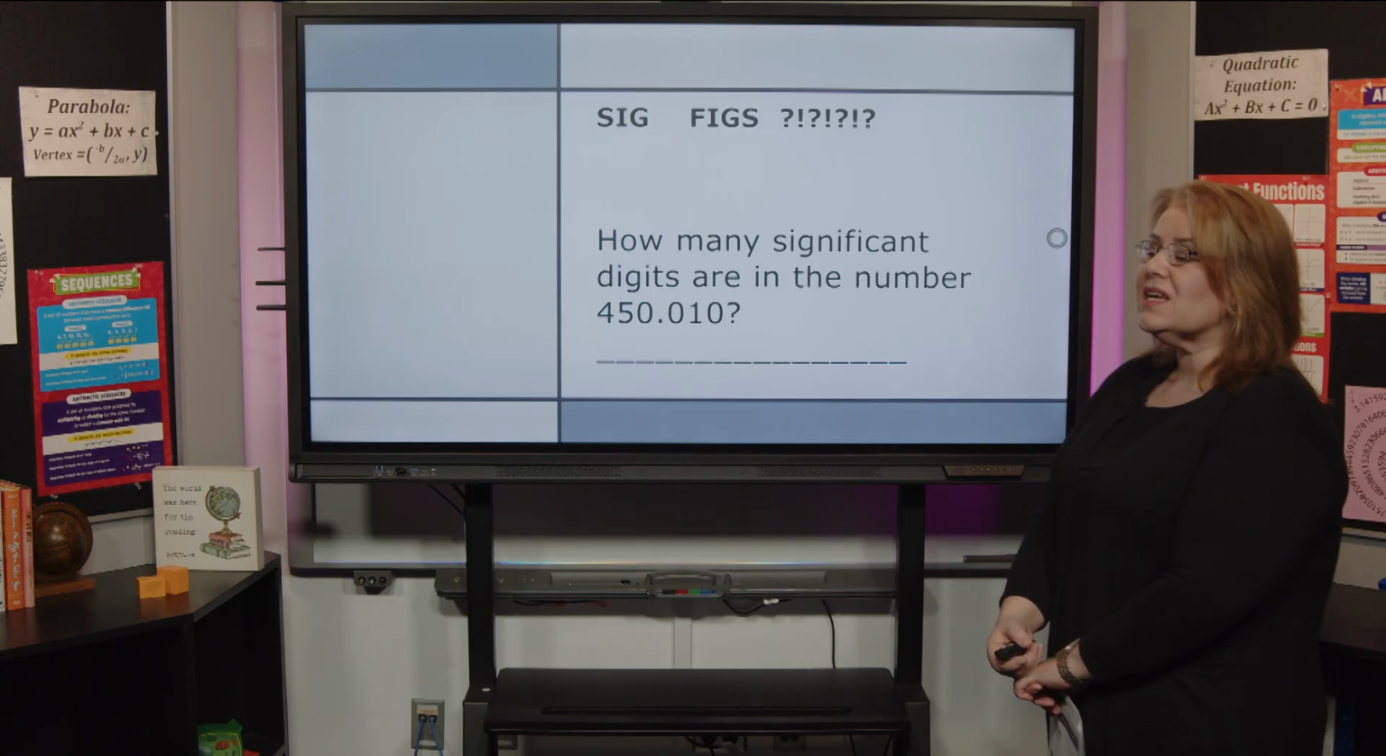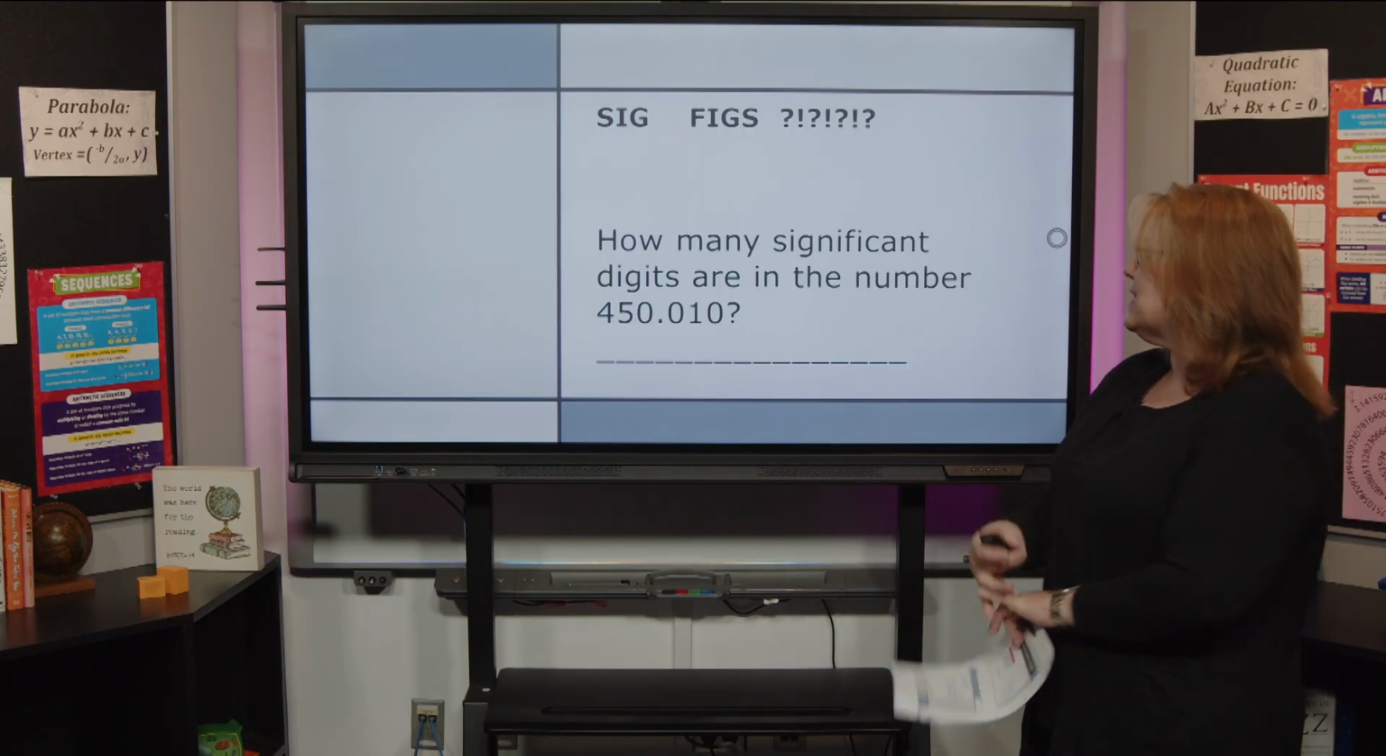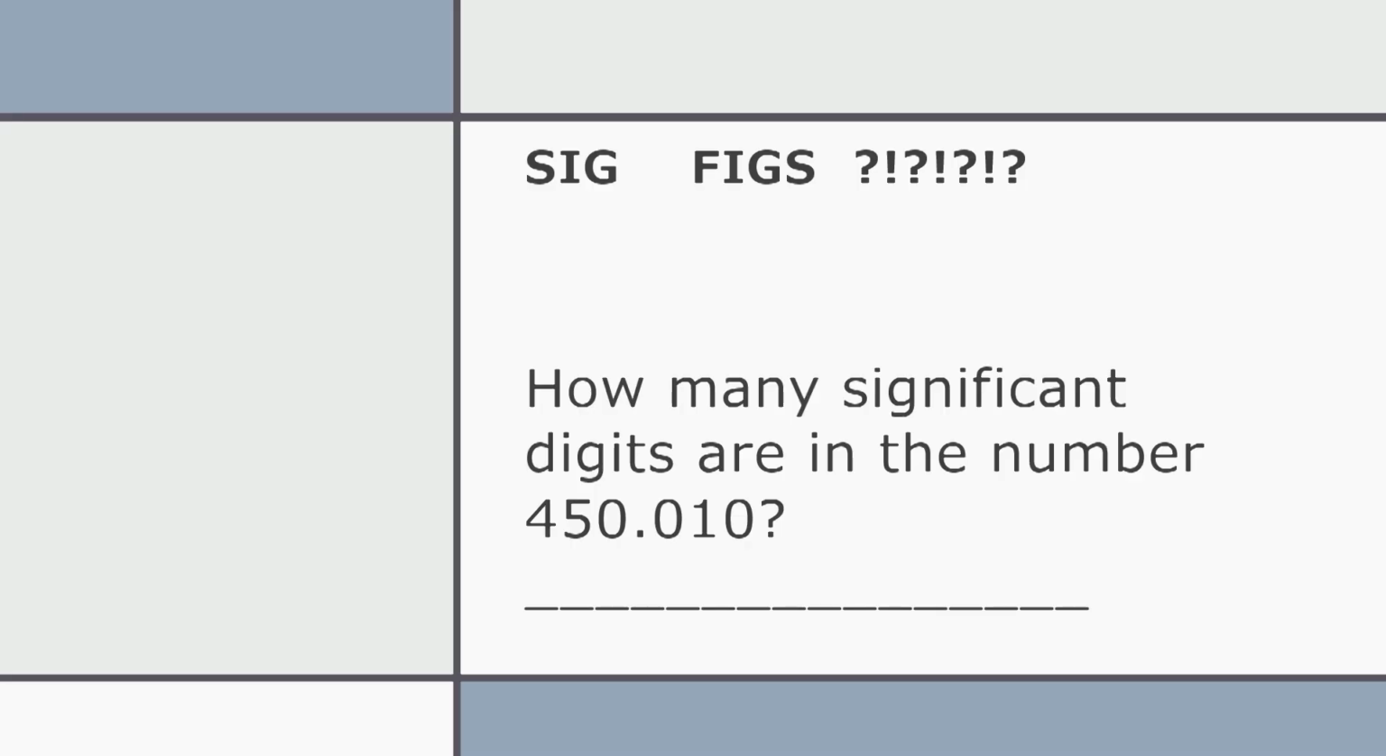Sig figs, or significant digits. We've all gone over this. How many significant digits are in the number 451 100ths? So I count 1, 2, 3 to the left of the decimal. And then since I have zeros and a number that's more than 0 between them, I do count those zeros, 1, 2, 3. So I have 6 significant digits. Good job.